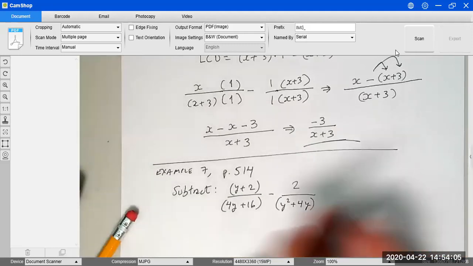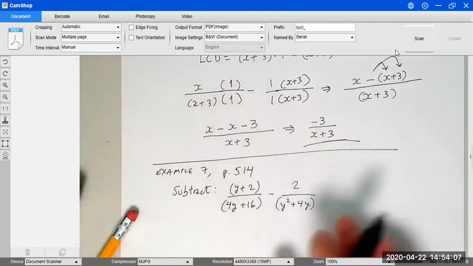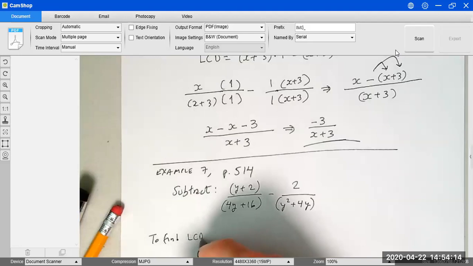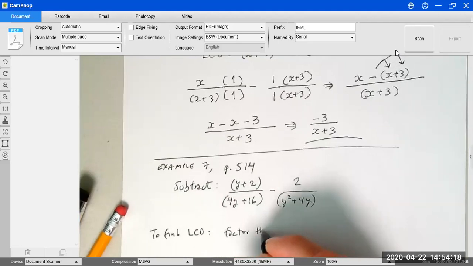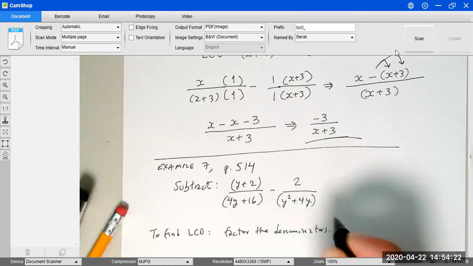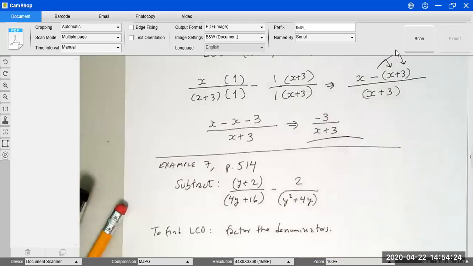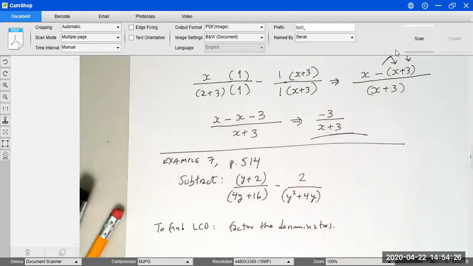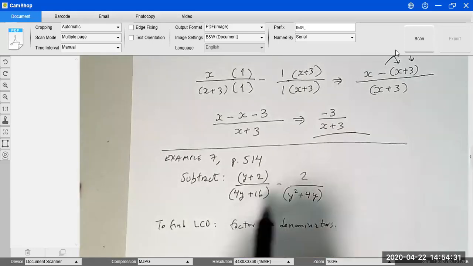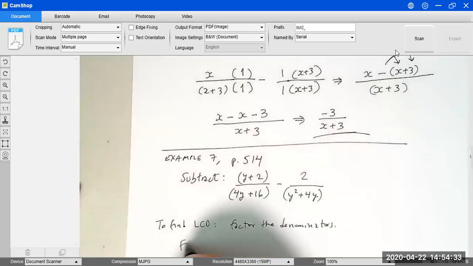So let's factor the denominators. To find the least common denominator, first factor the denominators. That's the first step. We didn't do that before because our denominators were already in their simple form. So in this case, we can factor something here.